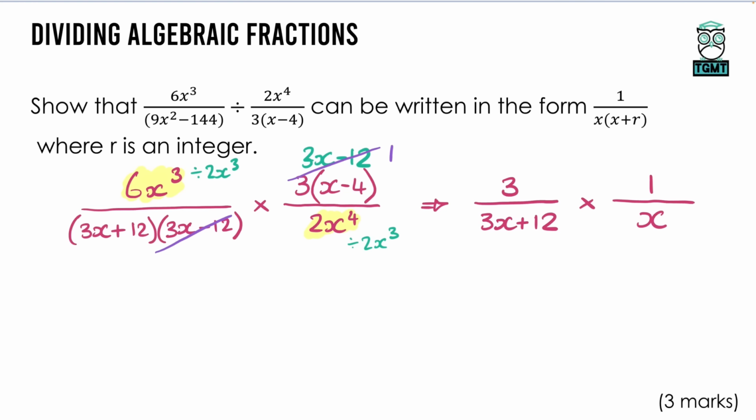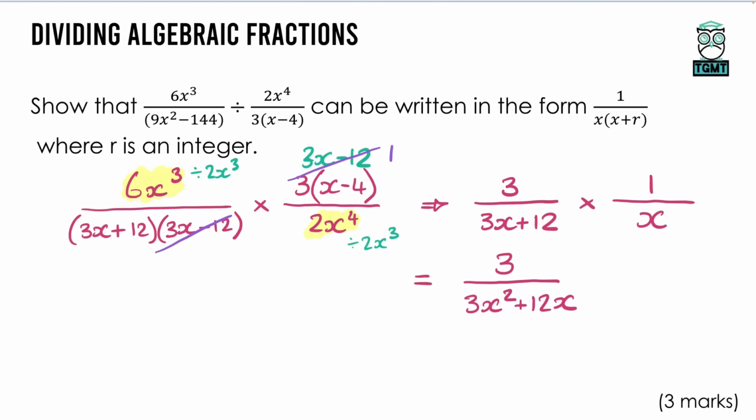We now just need to expand the brackets on the top and the bottom. Now on the numerator, it's 1 times 3, so no bracket there, just 3. On the denominator, it's x multiplied by 3x plus 12. So that will give us 3x squared plus 12x.